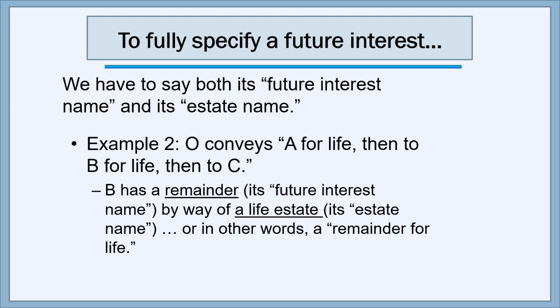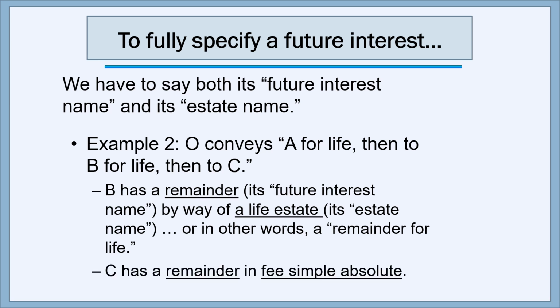We'd say that B has a remainder. That's its future interest name. And once again, don't worry about why we call it a remainder. We'll cover that in a few minutes. But we'd say that it's a remainder that's only going to last for B's lifetime. So we could say it's a remainder by way of a life estate, or in other words, a remainder for life. Now that takes care of fully describing B's future interest.